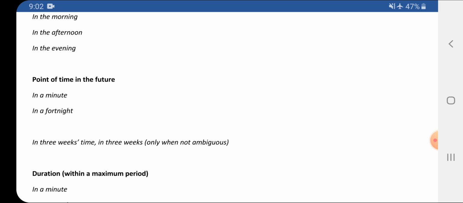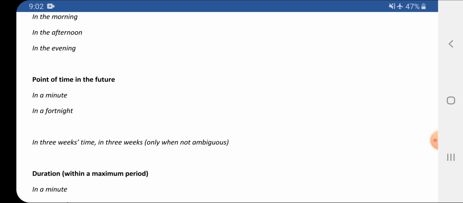Only when not ambiguous. It means if it is not clear, only when it is not clear. If the time is not clear, if the time is not specific in a situation like that, we can say in 3 weeks, in 3 months, in a minute, in an hour, in a fortnight.